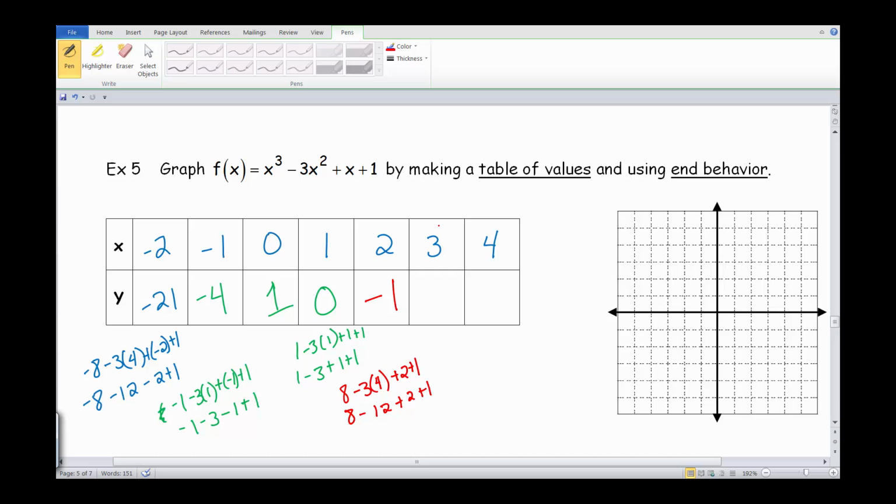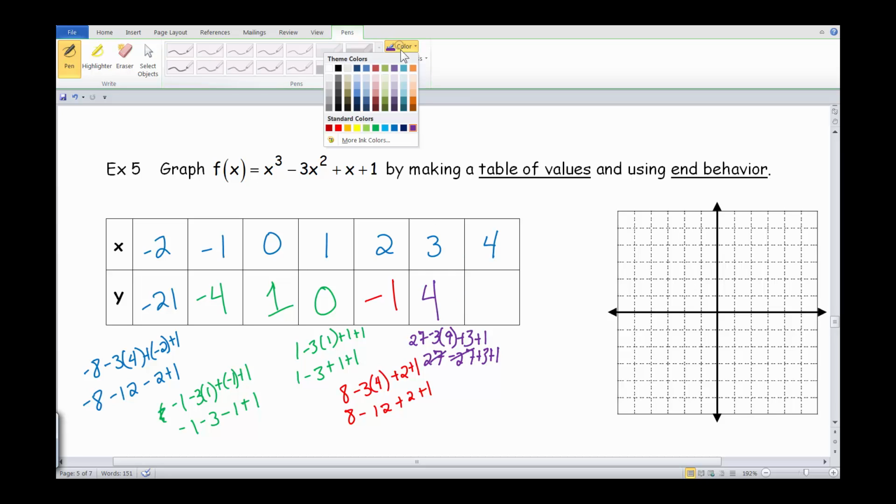Looking at 3 and plugging that in, we'll change colors again. Go purple this time. 3 cubed is 27 minus 3 times 3 squared. So that would be 9, negative 3 times 9, plus 3 plus 1. So we'd end up then with 27 minus 27 plus 3 plus 1. So these will just cancel out with one another, giving us 4.